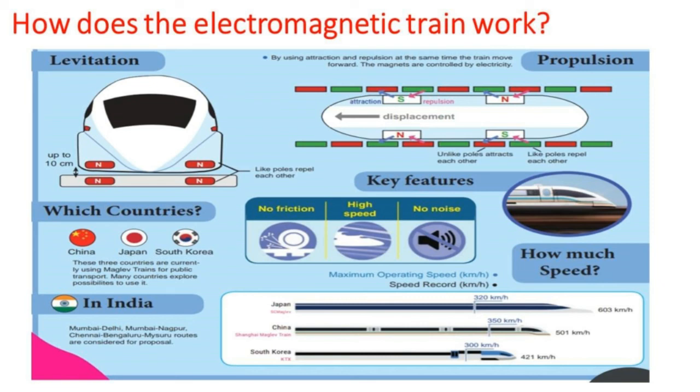How does the electromagnetic train work? We know that we can move any magnetic object with the force of attraction or repulsion of magnets. This train also moves with the help of the magnets attached on the sides of the track and the magnets fitted at the bottom sideways of the train. By controlling the current, we can control the magnets and the movement of the train.